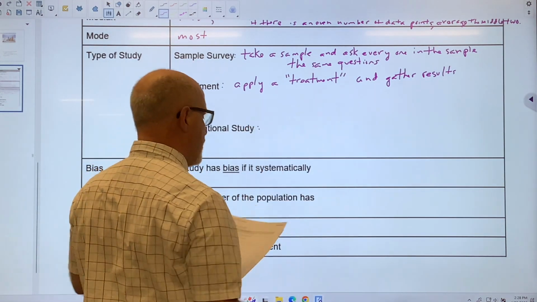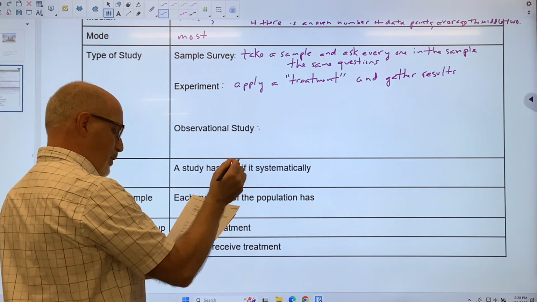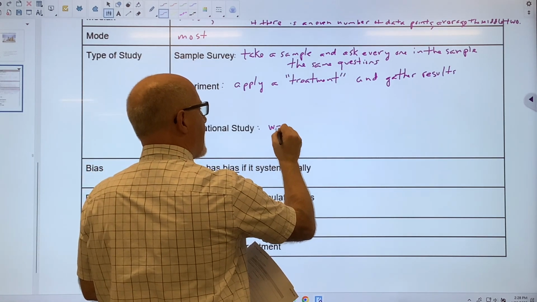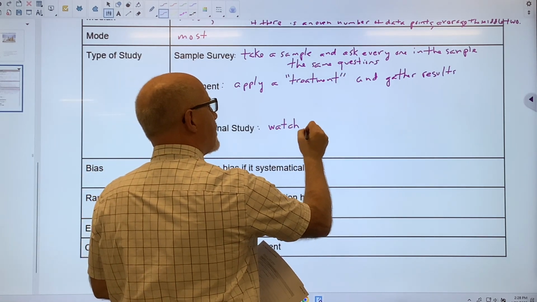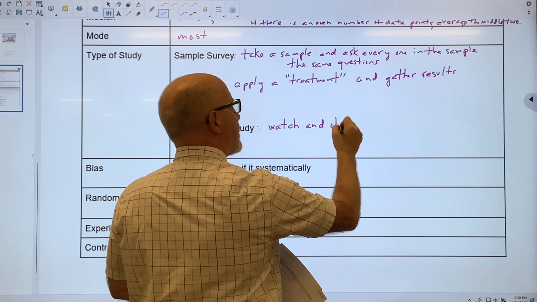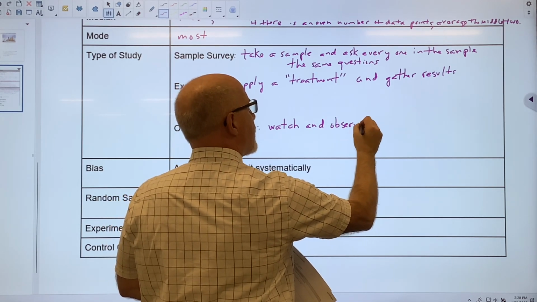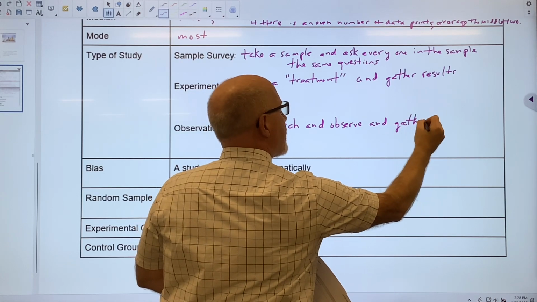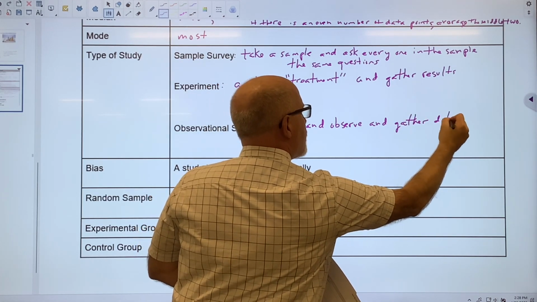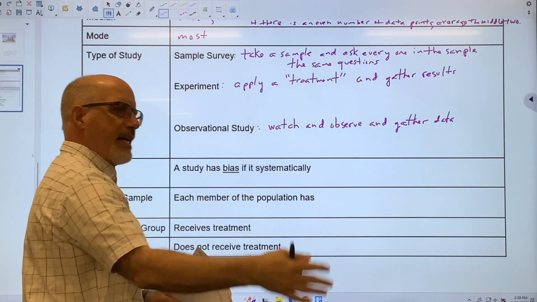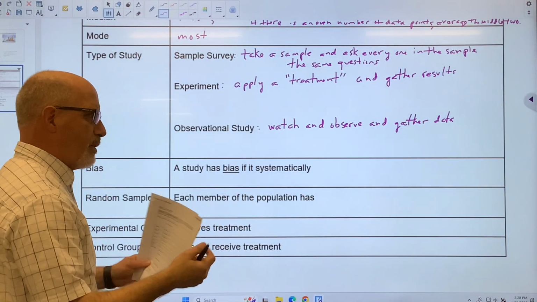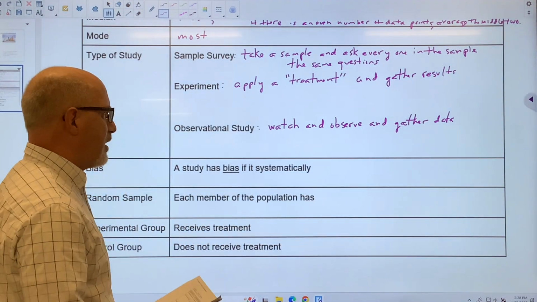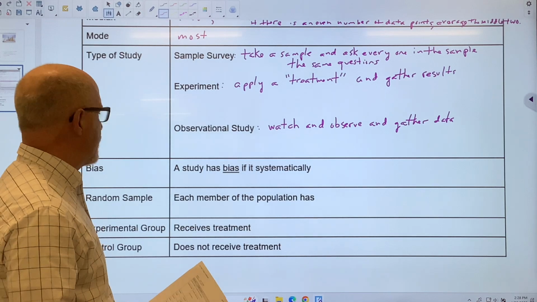And then observational study, this is where you watch and observe and gather data. So this is usually where you don't apply any kind of treatment, you just watch, see what's happening, gather the data, and make your conclusions from that.